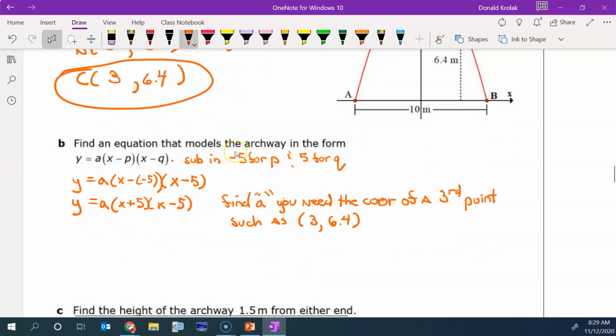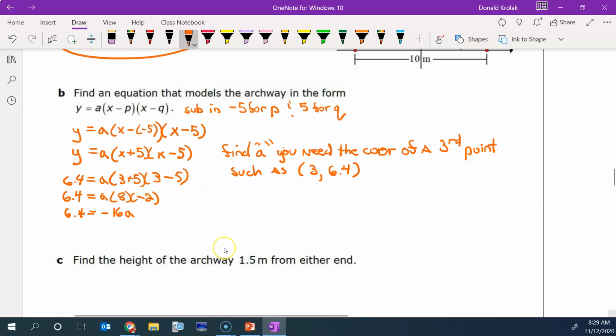Right, Tommy? Okay, 6.4 equals A times 3 plus 5 times 3 minus 5, and I got 8 and negative 2. 6.4 equals negative 16A. Now divide both sides by negative 16.